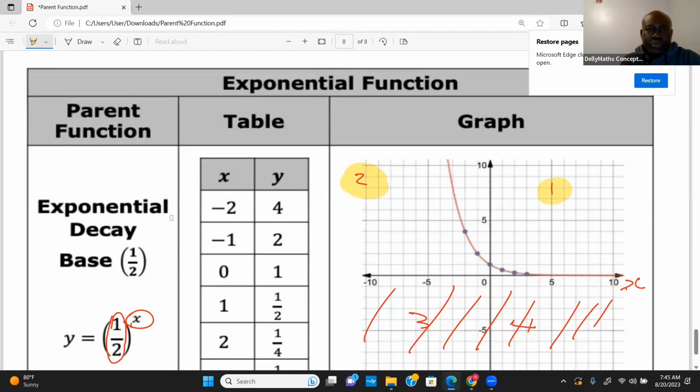So basically, that is just a quick introduction to lesson 1 in Algebra 1. Make note of those key features.